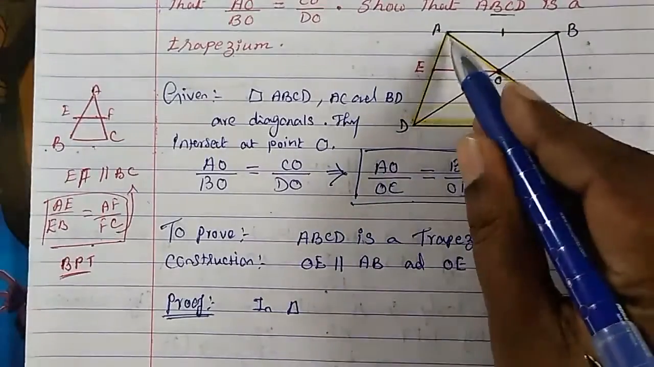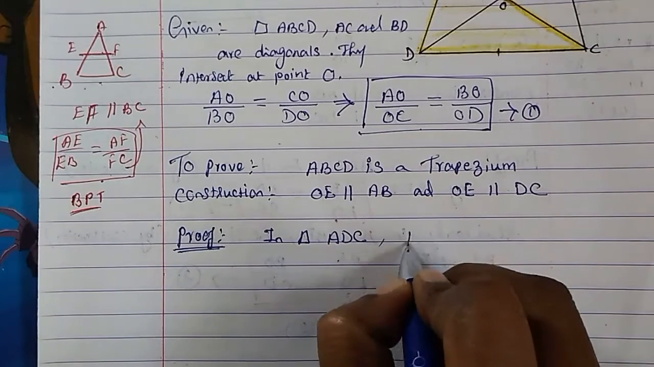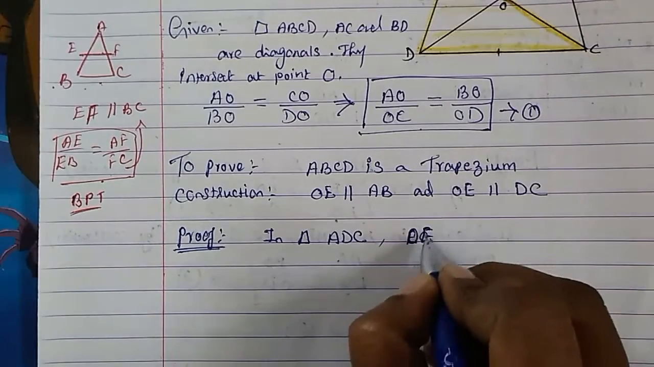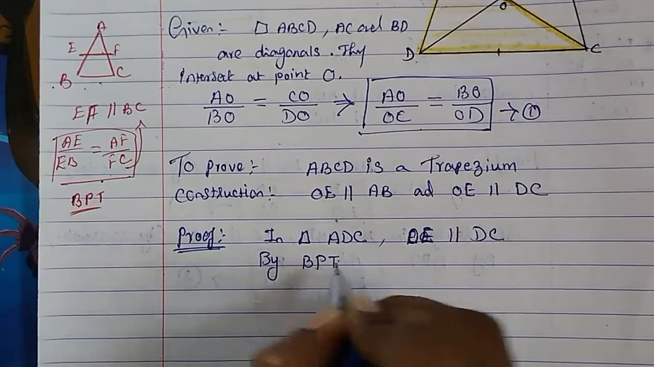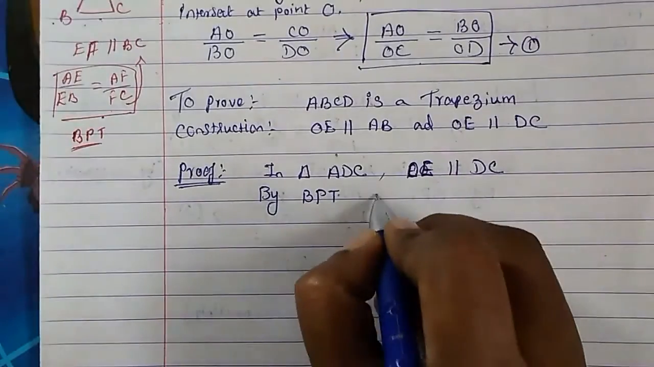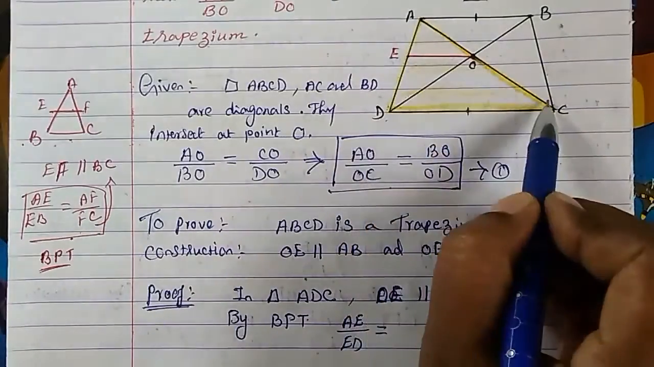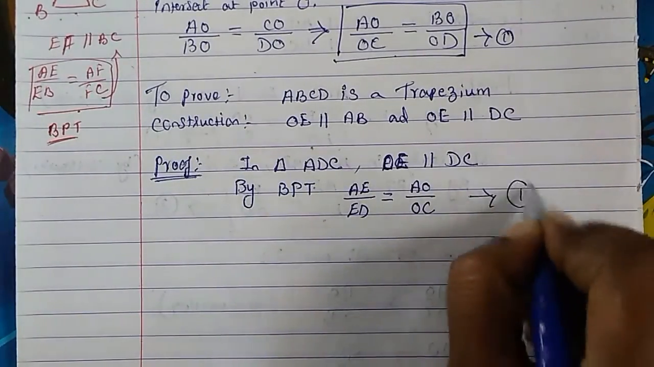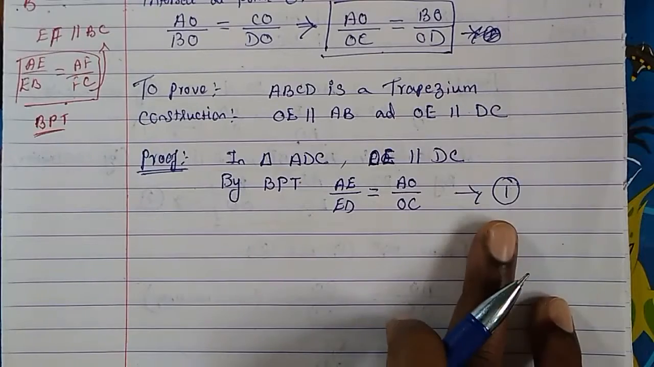So in triangle ADC, OE, or EO, whatever you want to write, OE, since I have written OE here. OE is parallel to DC. So by the basic proportionality theorem, we can write that AE upon ED will be equal to AO upon OC. Okay, this is equation 1.